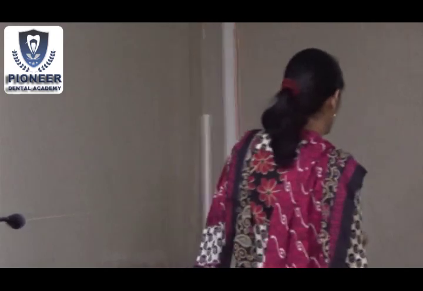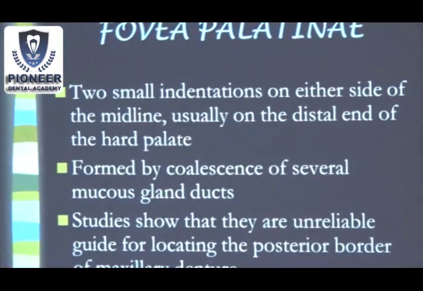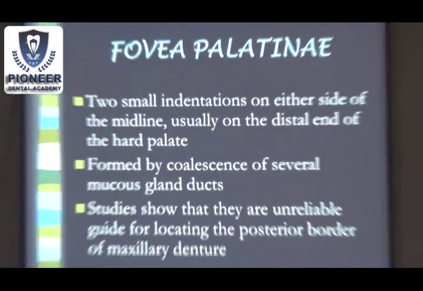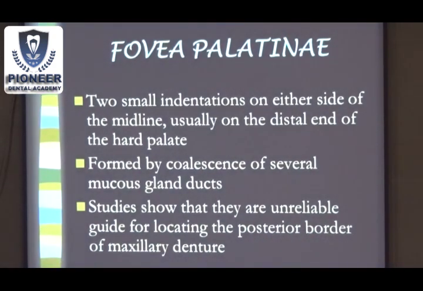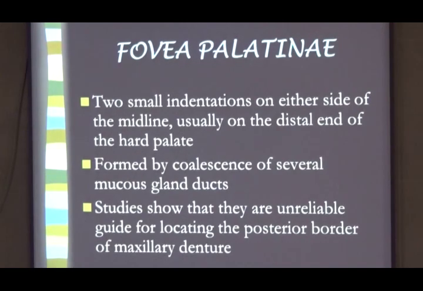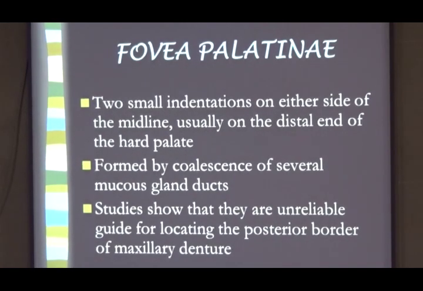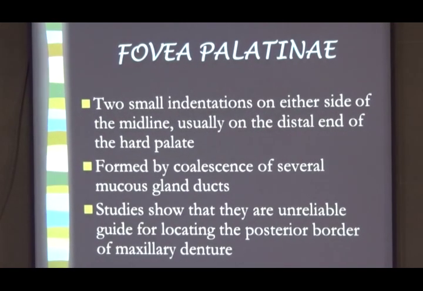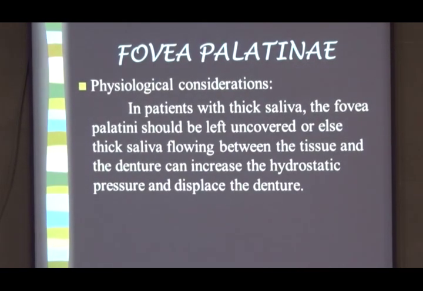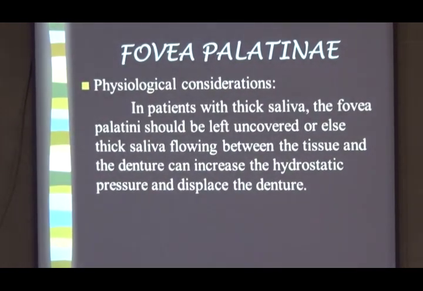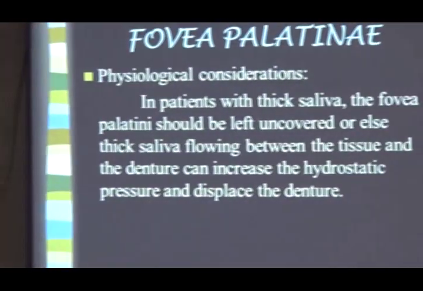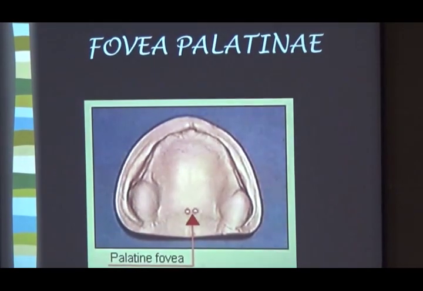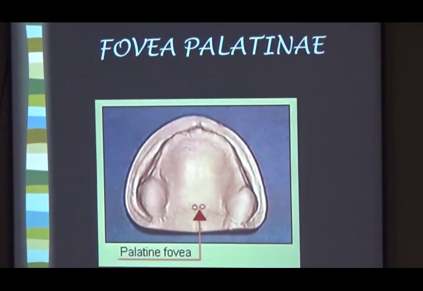But still we are not very sure about this fovea palatine position, and it is not a very reliable landmark for your posterior border. Mostly it lies posterior to the posterior palatal seal, but it is not always a rule. Because many questions can come from this, mostly they can ask, or definitely, something like that. So what is the significance is, if you are going to cover the fovea palatine, we have to think about the saliva coming from it, and it can displace the denture. So that is the area of fovea palatine.